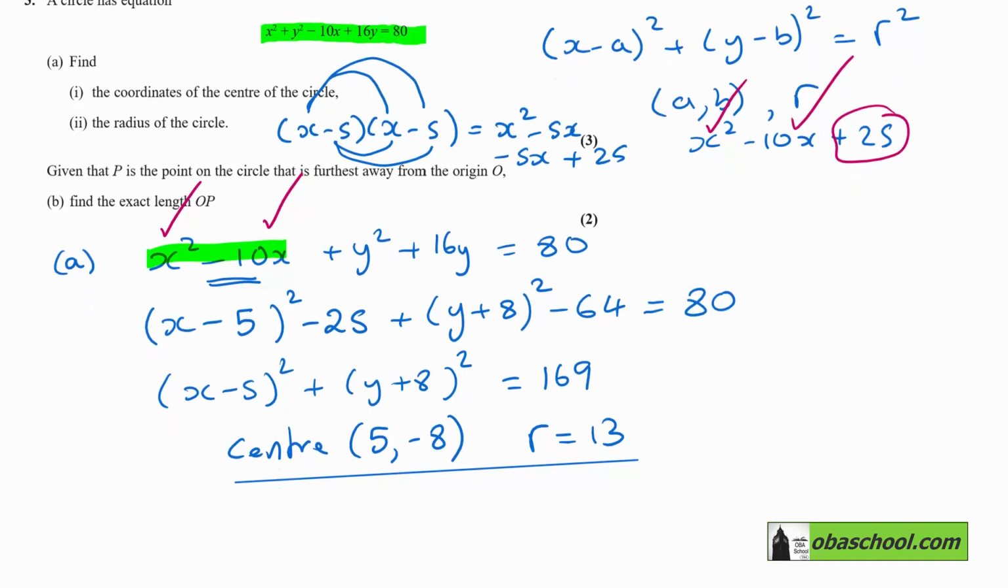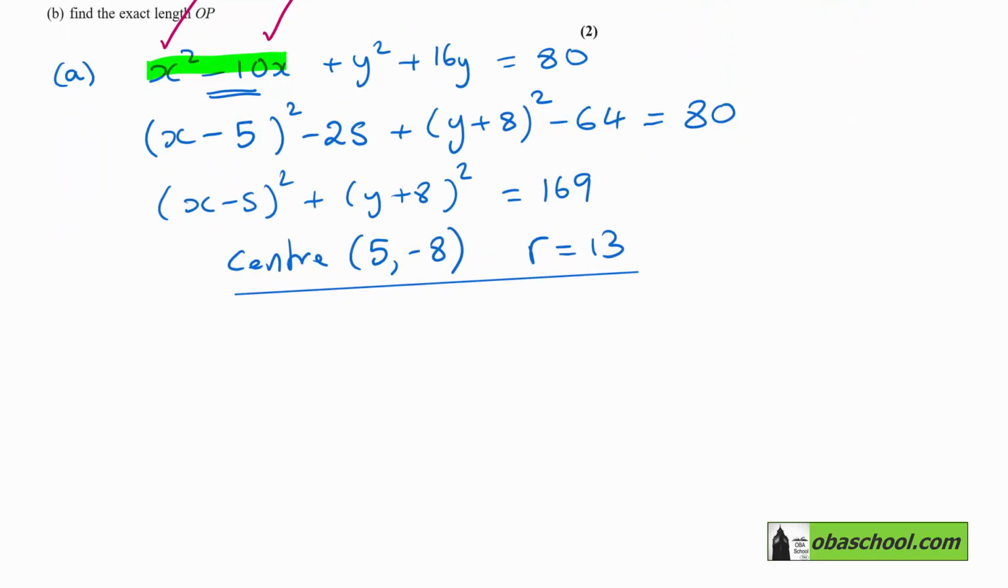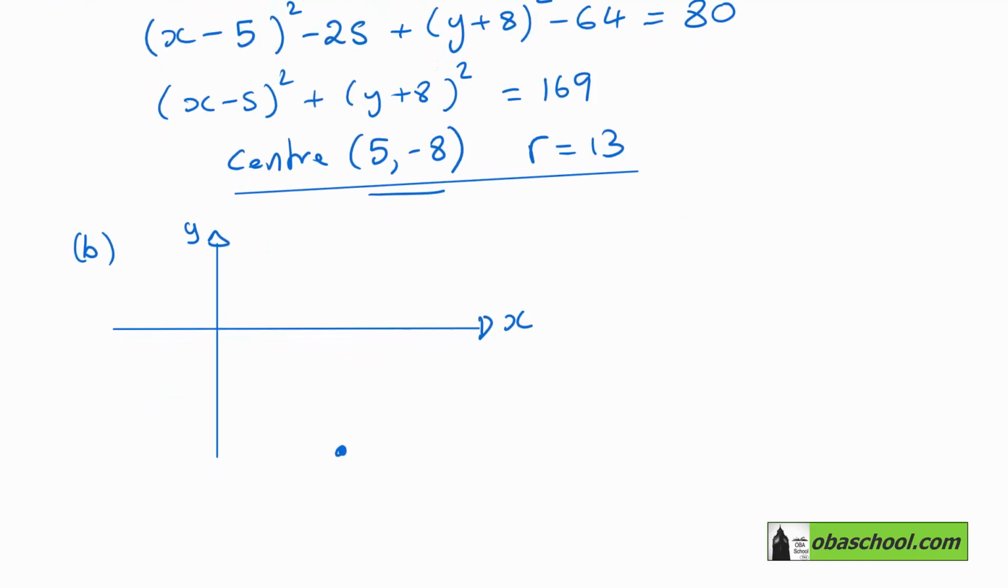Now, let's have a sketch to help us with part B. So, this is my y-axis, and this is my x-axis. Now, if we think about (5, negative 8) here, that's where the centre of the circle is. Let's say it's here on our sketch.